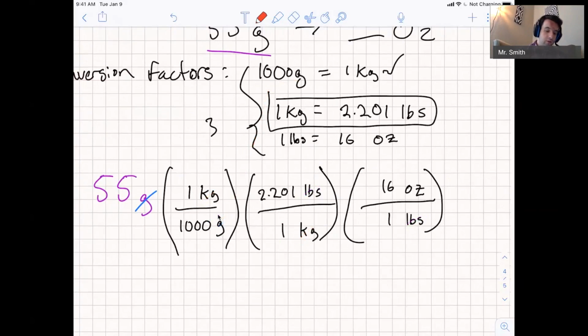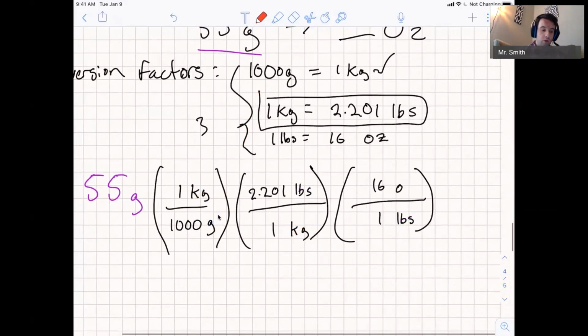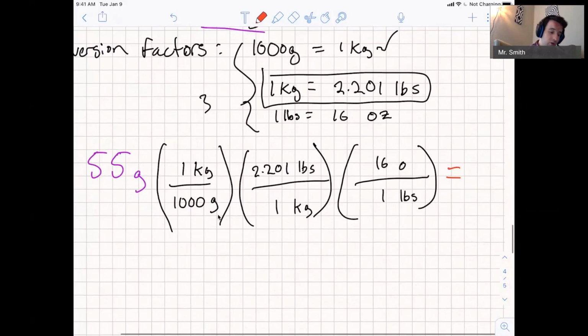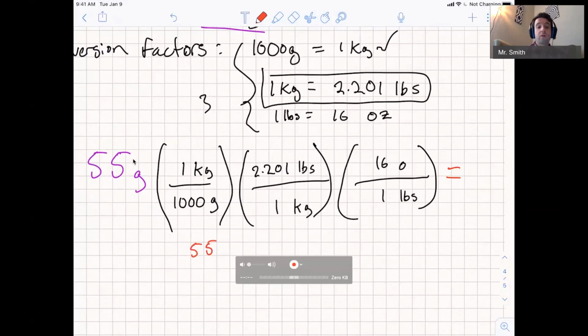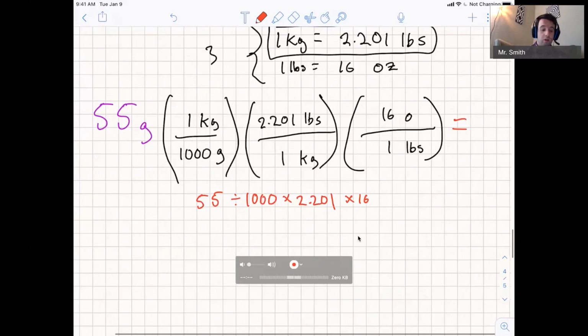Okay, so let's get rid of all these dashes, and we're going to solve this problem. So what I'm going to do is show you what I will end up plugging into my calculator. I'll start with 55, and then I'll go ahead and divide that by 1,000. Again, 1,000 is the number on the bottom here. Then I'll multiply that by 2.201. 2.201 is the number on top here, so that gets multiplied. And then I'll multiply that by 16. This is exactly how I'm going to plug this into my calculator.